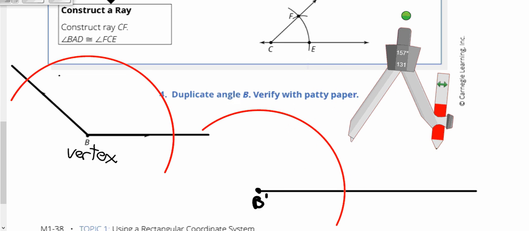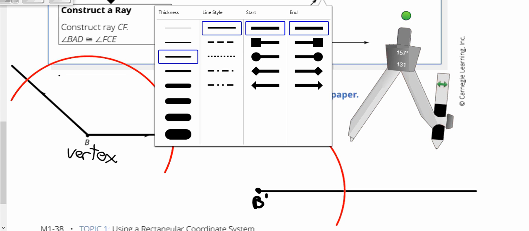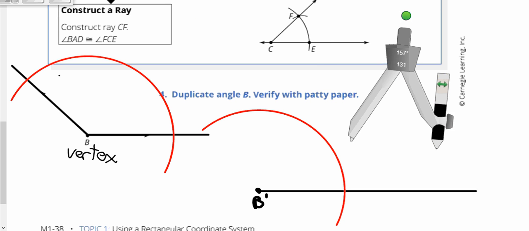All right, now I've got to do some labeling here. So I'm just going to label this point here, point A. I'm going to label this point here, point C. So now I'm talking about angle ABC. Notice the vertex letter is the middle. So the vertex in the middle, same thing on an angle.